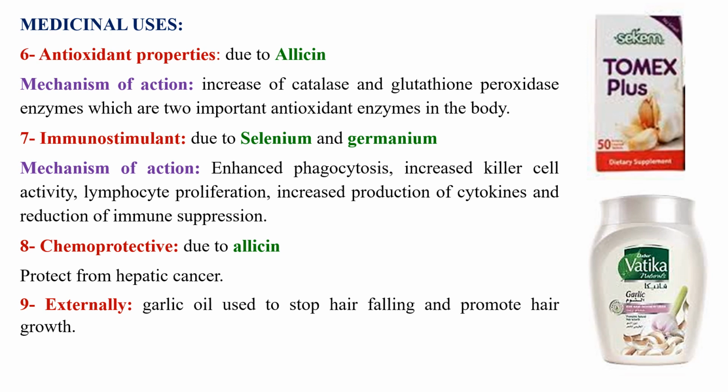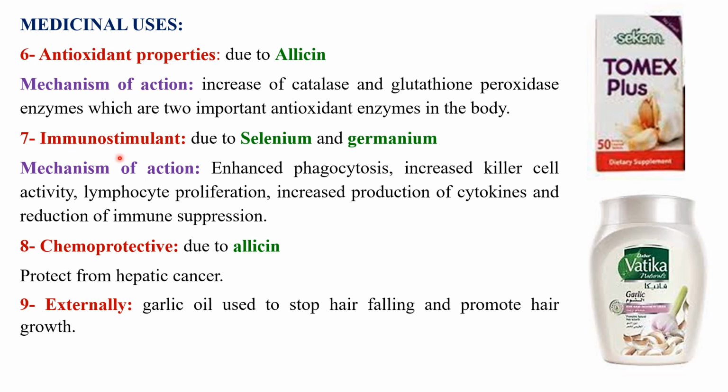Additionally, there are several pharmacological effects for garlic, such as antioxidant properties due to allicin. Garlic increases the activity of enzymes important in the body, such as catalase and glutathione peroxidase, which are two important antioxidant enzymes in the body. It has as well an immunostimulant effect due to its selenium and germanium content.